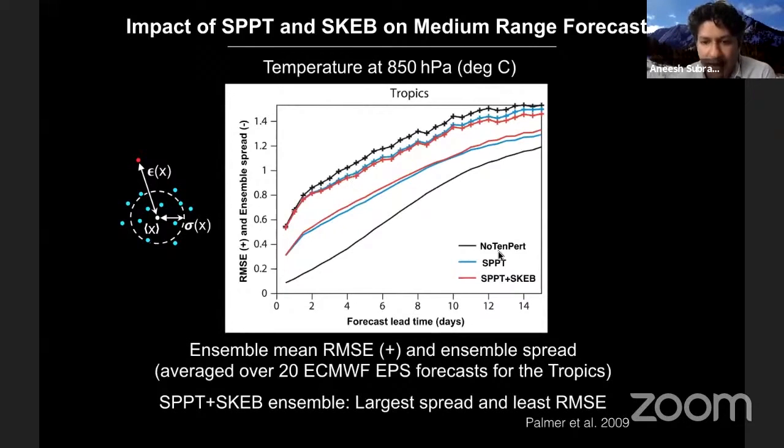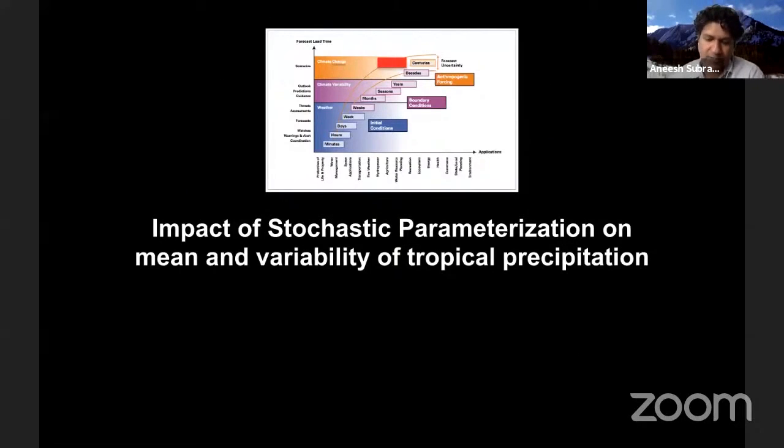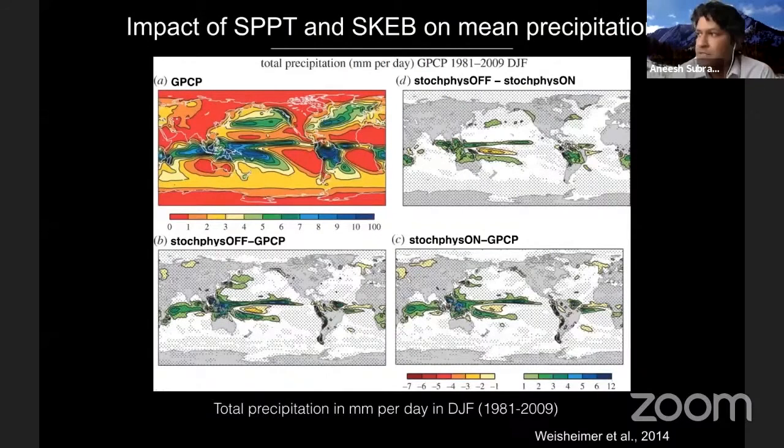But when we add the stochastic physics, which is the blue and the red line, the difference between the error and the ensemble spread becomes smaller, which means that it improves the ensemble spread and also decreases the root mean square error. So it's improving the actual physical field and improving the uncertainty in the forecast. This has been seen over the last decade, that this is a really big benefit of stochastic parameterization in weather forecasting systems.